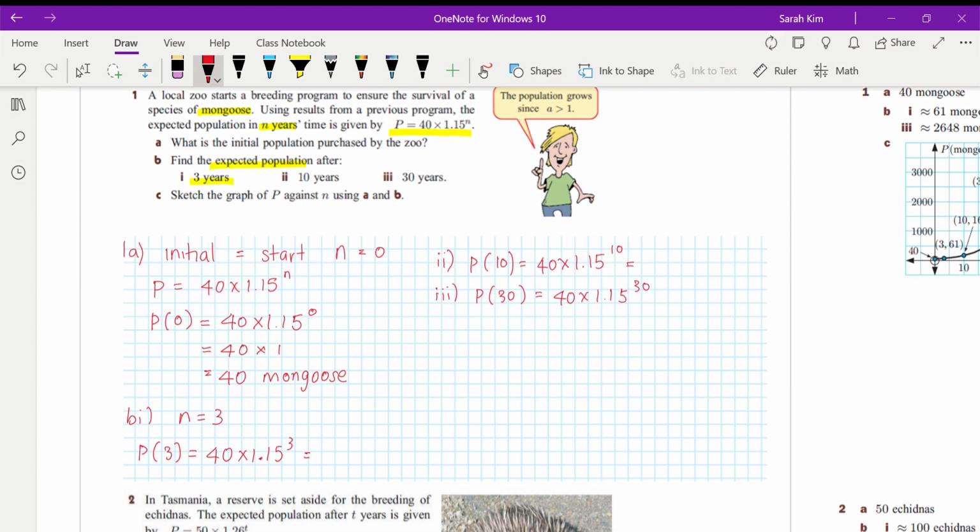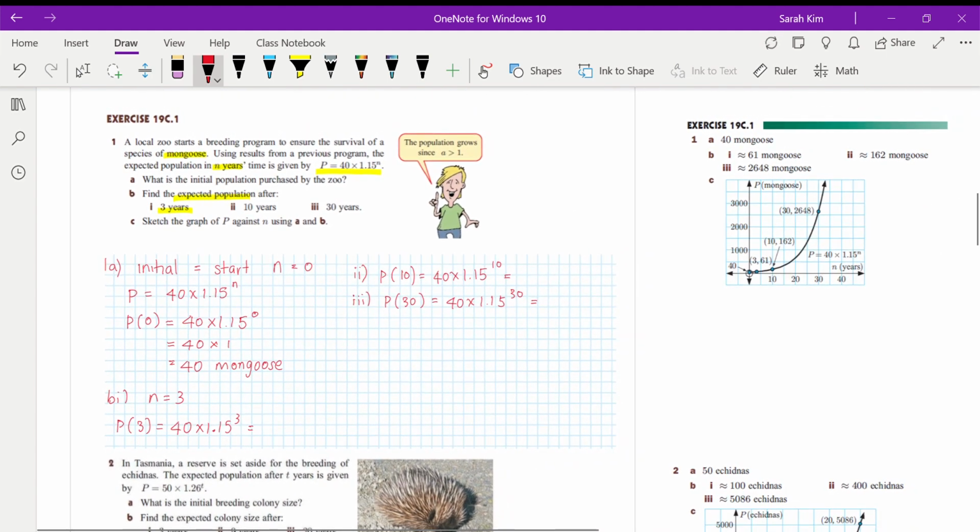Now I'm just going to quickly look at the answers so I can do the part C. So I've got my answers here, so I'm just going to copy it down. So when n equals 3, you should have approximately 61 mongoose. This one should have been approximately 162 mongoose. And this one should have been 2,648 mongoose. So hopefully you found that using your calculators.